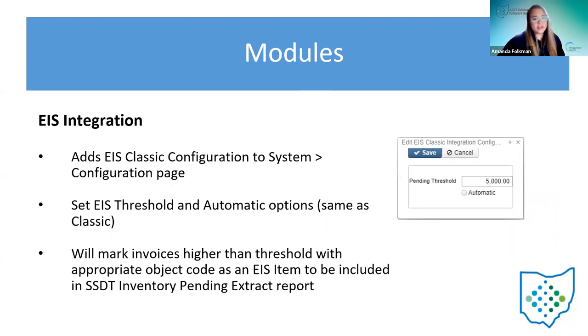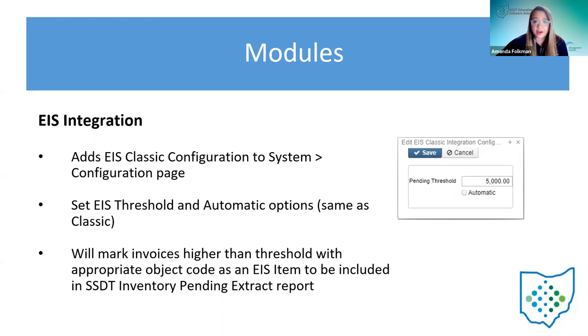The next module is the EIS integration. When this one is enabled, this adds the EIS classic configuration to our configuration page. On here, you can set the threshold and the automatic options. These are the same as classic. If the district did have this turned on in classic, that will come over. It'll bring over the threshold and the automatic settings. Basically this is the setup that will determine if invoices higher than the threshold are going to be marked as an EIS item.